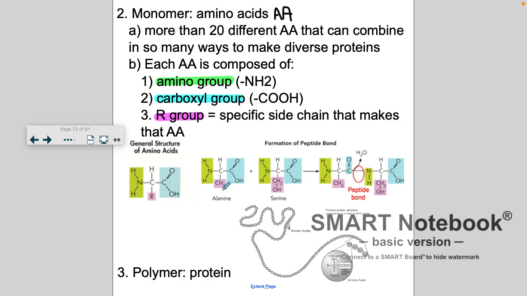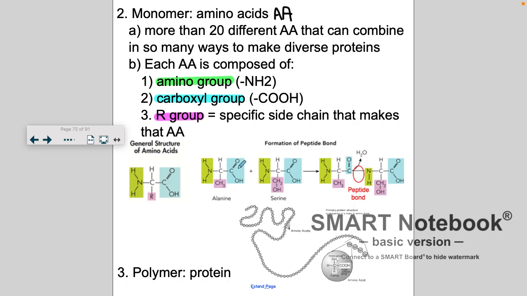So like if it's a CH3, well, then it will be alanine. If it's a CH2 bonded to an alcohol, hydroxyl, then it's serine. So this R is what makes the amino acid that amino acid. And there's like 20 of them. So 20 different variations.